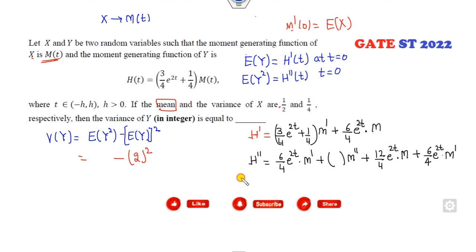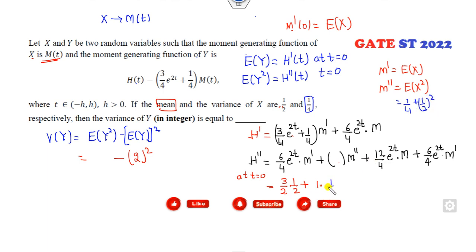Fine. Now at the point t equal to 0, this value will be 3 over 2. What is m dash? The first derivative is the expected value of x, which comes to half. This value here is 1. What is m double dash? It is the expected value of x square. How can you find it? Because the variance is given here, I can find this value from the variance formula. So it is 1 over 2, it's 3, this is 1, m of 0 is 1. It is 3 over 2.